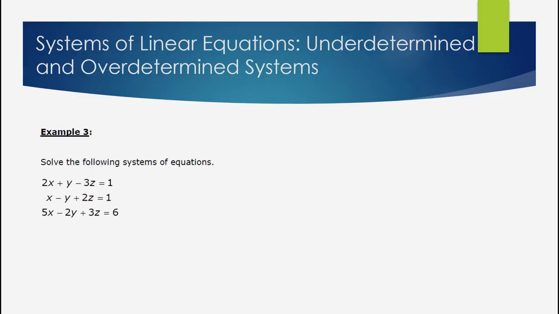So solving this system of equations, first making it into an augmented matrix, you would have the columns 2, 1, 5, 1, -1, -2, -3, 2, 3, and then the bar and the column 1, 1, and 6. And now you want to perform various row operations.